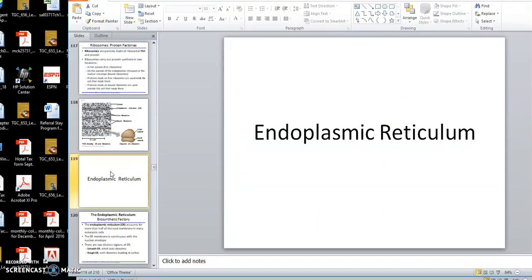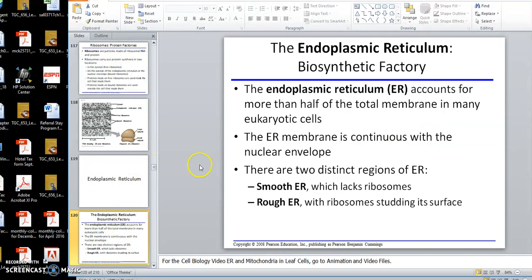So now we go to the endoplasmic reticulum. Let's break the word down. Endoplasmic means inside the cytoplasm. Reticulum, in Latin, means thready. So this is a thready looking substance inside the cytoplasm. Okay? The endoplasmic reticulum accounts for more than half of the total membrane in a eukaryotic cell. The ER is continuous with the nuclear envelope. There are two distinct regions. Now, regions, not two ERs. So it's one long thread. Part is what we call the smooth ER, and the other is the rough.